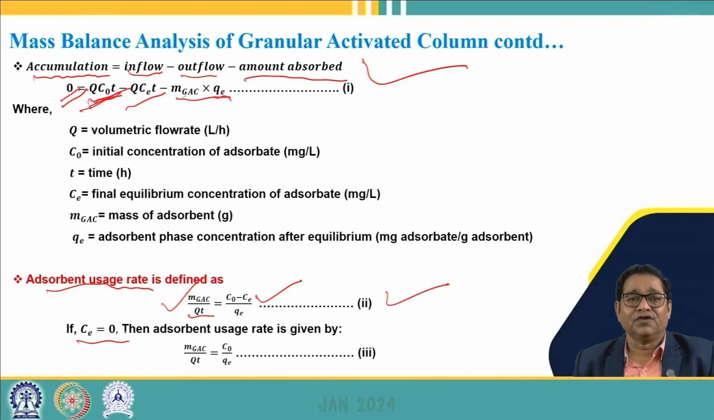CE is equal to 0, if we presume that the concentration after the equilibrium becomes very negligible. Then this adsorbent usage rate, that is MGAC divided by QT, can be written as C0 divided by QE. So this equation we can also use when we neglect the concentration of adsorbate in the solution after the equilibrium. So these are the two equations we use to determine the adsorbent usage rate.